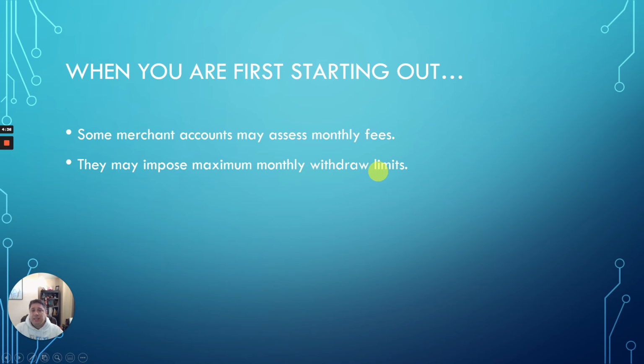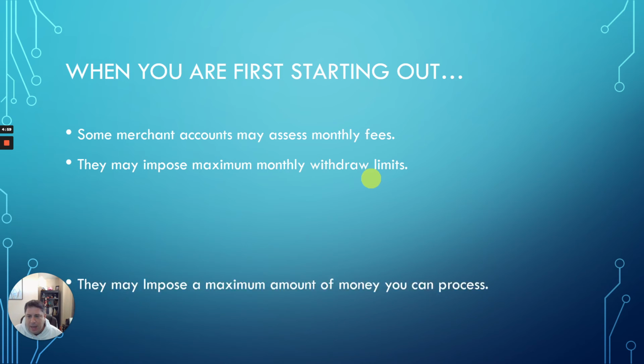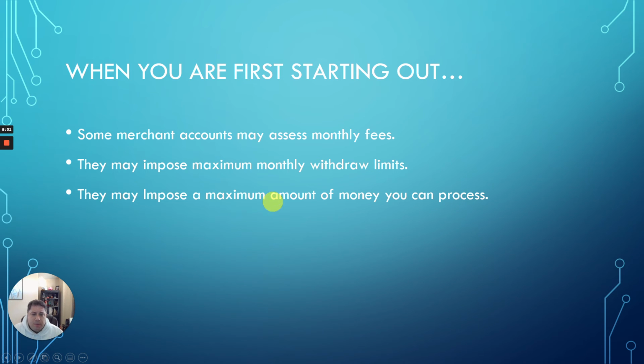They may impose a maximum monthly withdrawal limit. And what I mean by that is this. Let's say you process $50,000. They might only allow you to withdraw half of that in the beginning until they see that you have some algorithms set and that you are conducting a good business. This is designed so that people aren't just going to charge $1 million on the credit card in month one and run off to the Bahamas and the banks are out holding the bag.